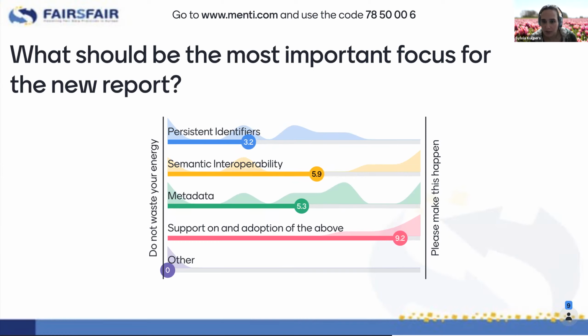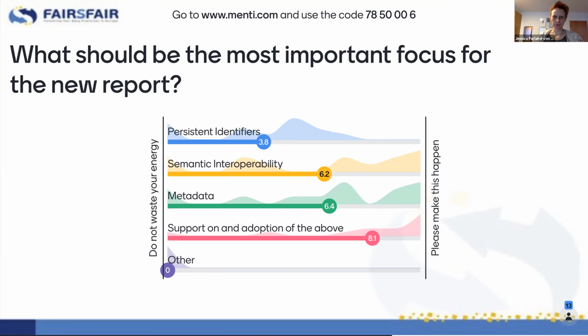I see also a response from Arena in the chat stating that metadata for findability are important across disciplines, but for reusability perhaps enough in your broader discipline. Yes, that's a good addition. There seems to be a lot of support for the three topics on top, and then also a little bit more support for semantic interoperability and metadata as compared to PIDs. But I guess that's probably because most people in this group already know about the PIDs. Yes, I think so too.